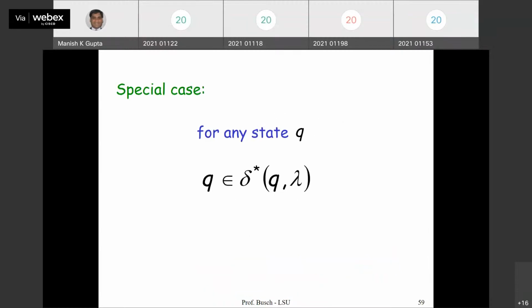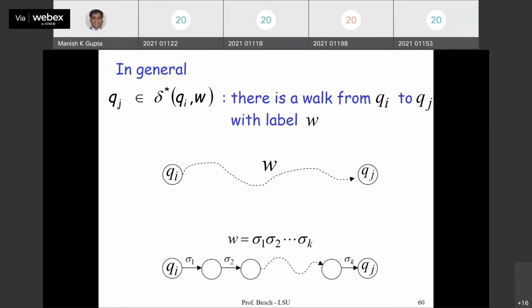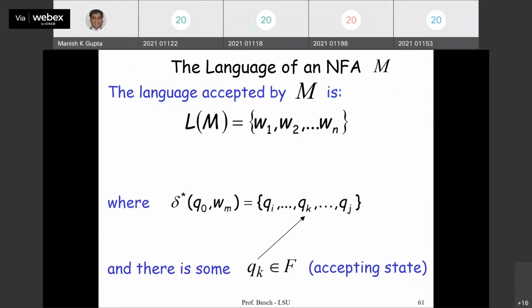Similarly, for any special case, for any state Q, Q belongs to delta star Q lambda. Fine. And I think you can do this. I'm just skipping this. So finally, the language accepted by an NFA is all those strings W1, W2 up to Wn such that delta star Q0 W is a bunch of states in which at least one of them is an accepting state. Natural choice by the definition, right? One of them should be an accepting state. There is some QK which is an accepting state. There could be more, which is okay.